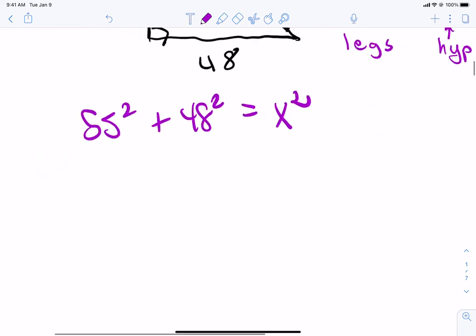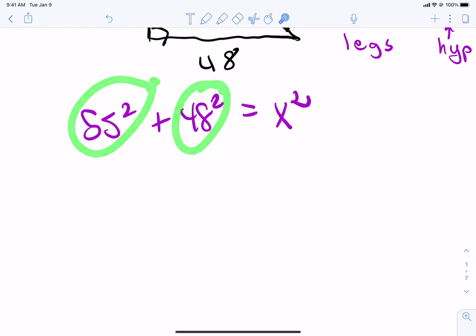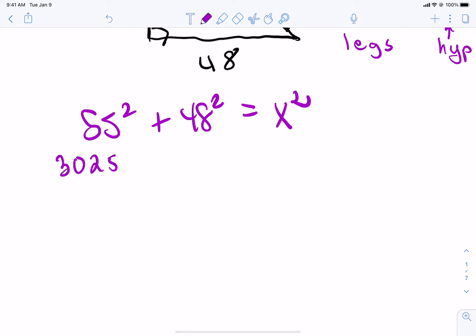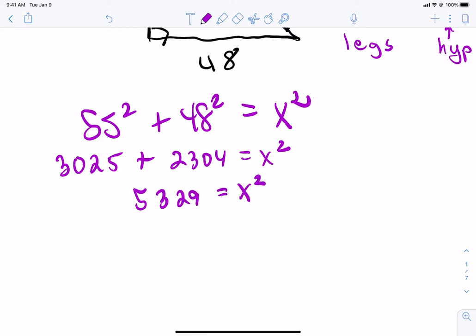So let's actually physically square these two. Let's put some numbers right there. 55 squared is 3025. 48 squared is 2304. Now, since they're on the same side, we're going to add those two values together. So 2304 plus 3025 is 5,329. Now that's equal to x squared.